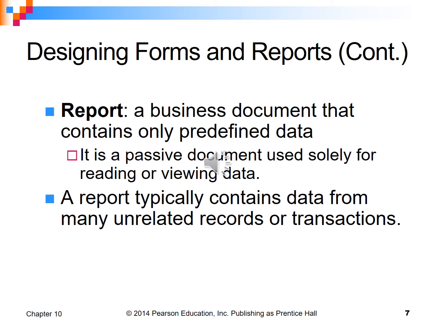You see a report, you find there is a problem in the report, or you have to update a database. You don't update the database in the report itself, but you get some information, some note, and then you go to another program in order to update the database according to the problem in that report. So that's why we call it a passive document. A report typically contains data from many unrelated records or transactions.